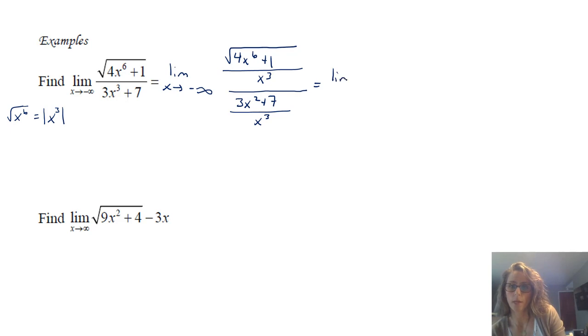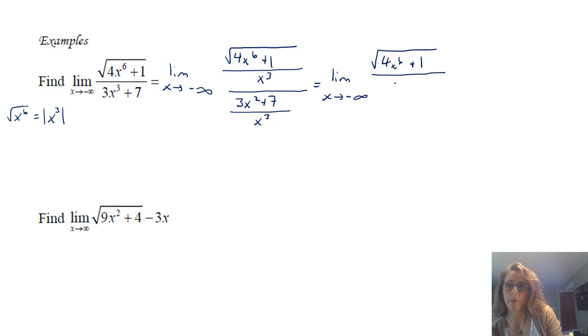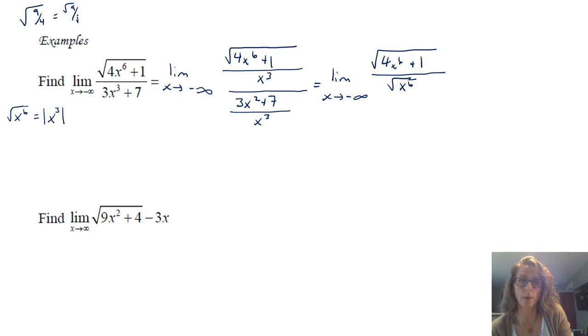Now, in doing this, I'll do another line here. I have 4x to the sixth plus 1 divided by, and then what I'm going to do is change this x cubed into the square root of x to the sixth. And what that allows me to do is to bring it into the square root. So understand that, say, the square root of 9/4 is the same as the square root of 9 divided by the square root of 4. So we can take the square root of 9/4 and separate it, but we can also take something that is separate and put it underneath the same square root. And that's what's going to help us here.